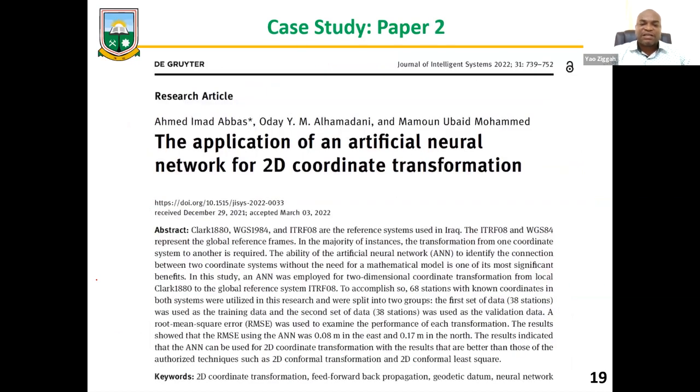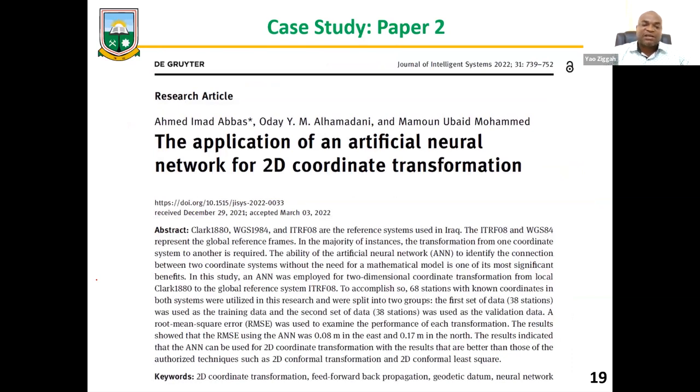Now, when we look at this paper, this is also one of the recent papers, just in 2022, that was published by Ahmed, and he was using the artificial neural network for 2D coordinate transformation.